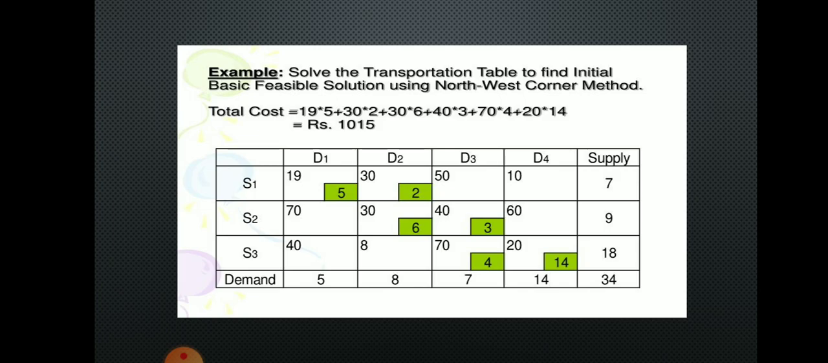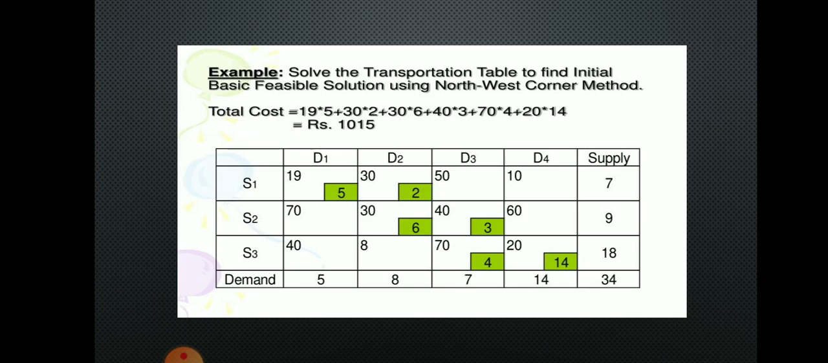In this problem we should first select the northwest cell. Here the northwest cell is 19. In the northwest cell we should assign the minimum value of supply and demand. Here the minimum value is 5, so we assign 5 as the minimum value, and we subtract: 7 minus 5 is equal to 2. And later we should scratch out the demand one column.